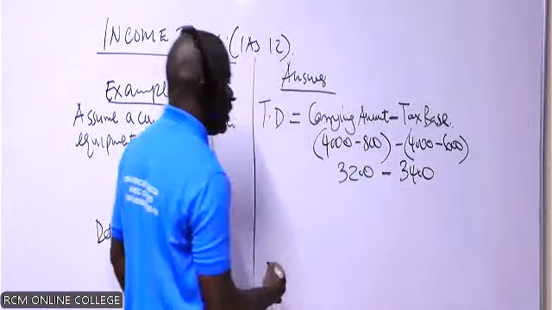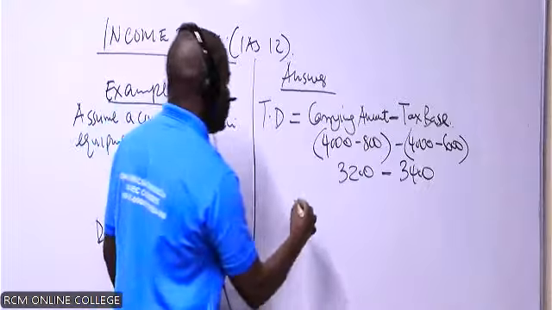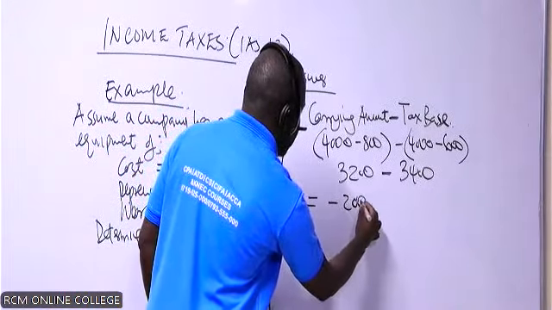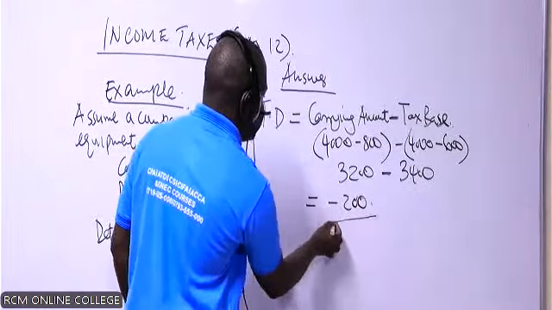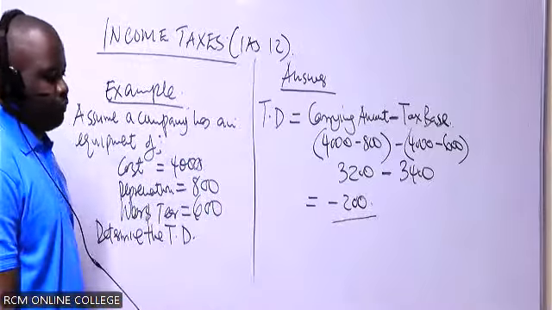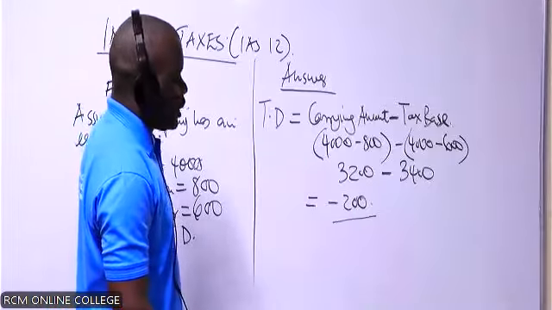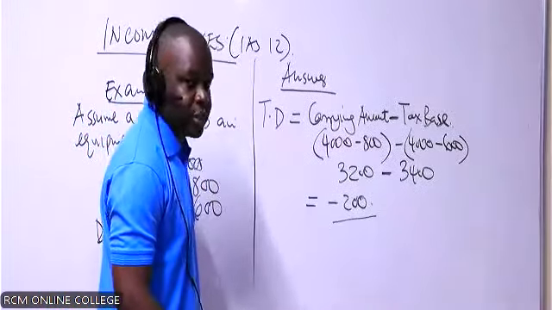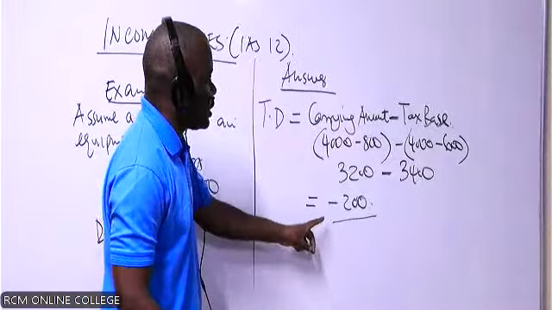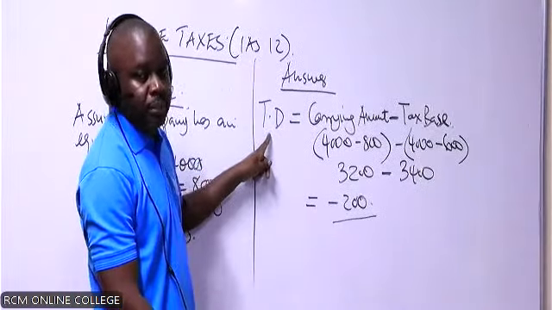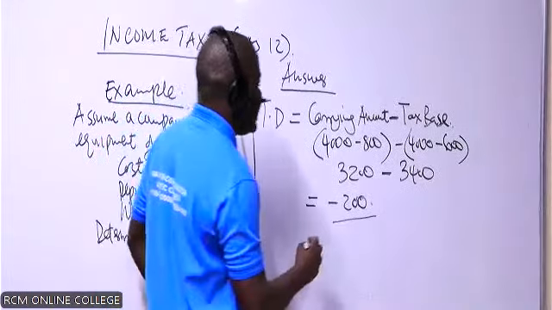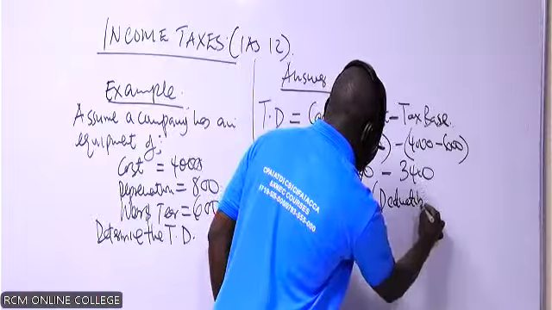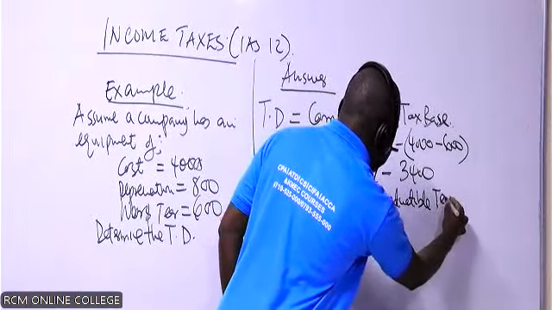What are you getting? It will be equal to negative 200. You can write another term here because I want to explain it. You see, it's a temporary difference, but now it is negative. We normally call it a deductible temporary difference.